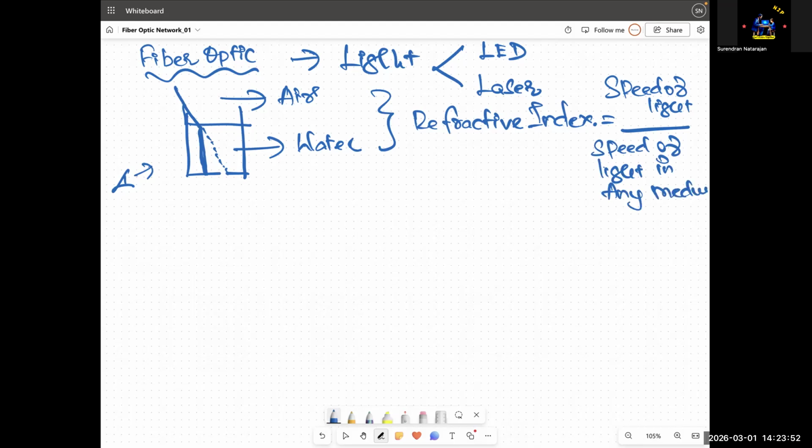In air, the speed of light is 3 into 10 power 8 meters per second. If it is traveling in water, that speed is different. If it is traveling in glass, the speed is different. So if I want to find the refractive index of glass, the formula is: speed of light in air divided by speed of light in glass. If it is for water, you keep changing it, strike out glass, and find it for water.